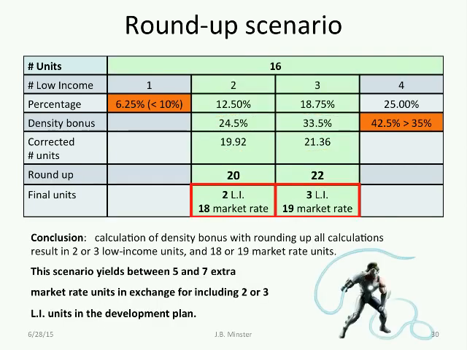So in this simple case of calculating a density bonus with rounding up all calculations, we get 2 or 3 low-income units and 18 or 19 market rate units. So this scenario yields between 5 and 7 extra market rate units in exchange for including 2 or 3 low-income units in the development plan.